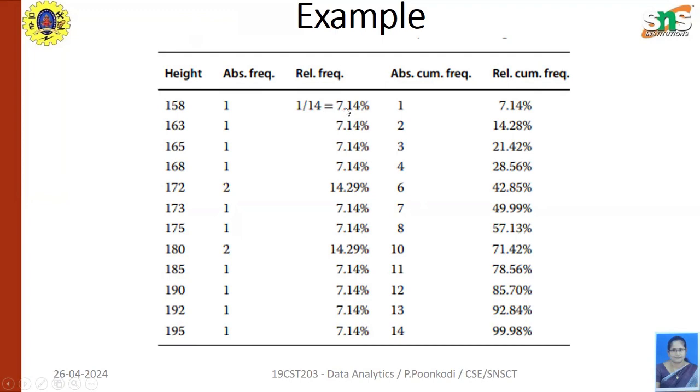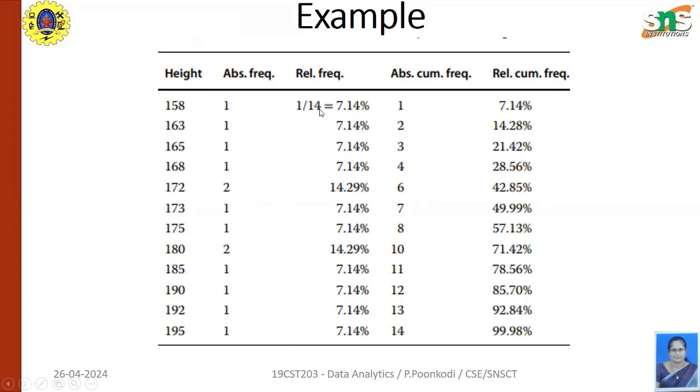And then the absolute cumulative frequency. For this, we add the previous value with the absolute frequency and display it here: 5 plus 2, 4 plus 2 is 6, 6 plus 1 is 7, 7 plus 1 is 8. The first value is 1, and the same value we write here. Then for absolute cumulative, we add the previous value with this absolute frequency: 1 plus 1 is 2, 2 plus 1, and so on, until 13 plus 1 is 14.